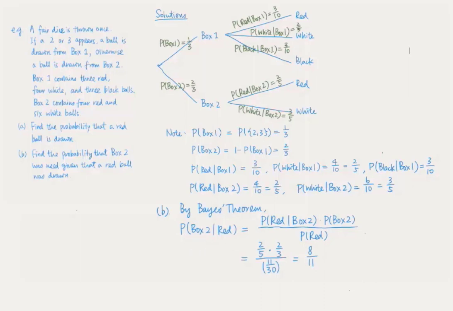Therefore, by the Bayes theorem, the probability that box 2 is used given that a red ball is drawn is equal to the probability that a red ball is drawn given that box 2 is used times the probability that box 2 is used over the probability that a red ball is drawn. We have all this information from the diagram. Therefore, the probability that we want to know is 8/11.